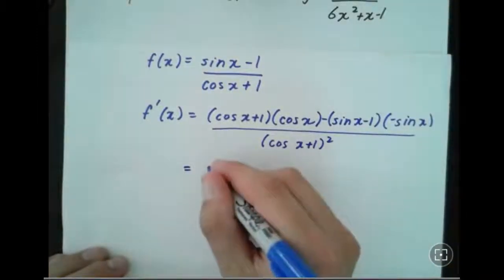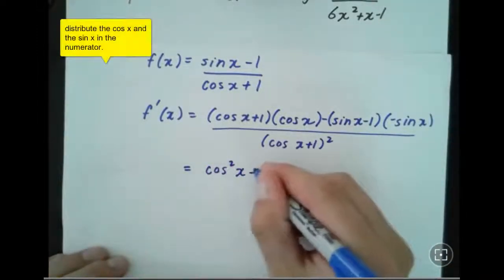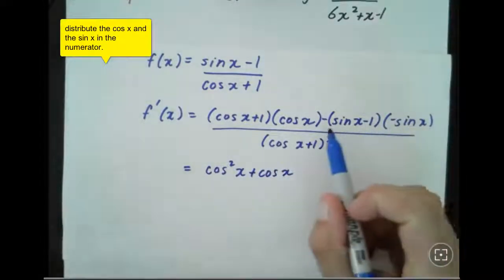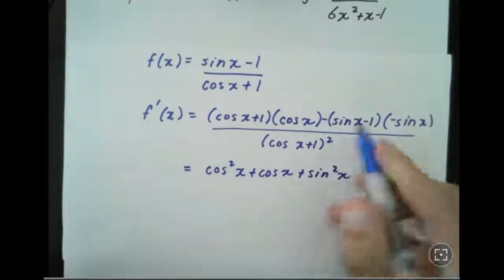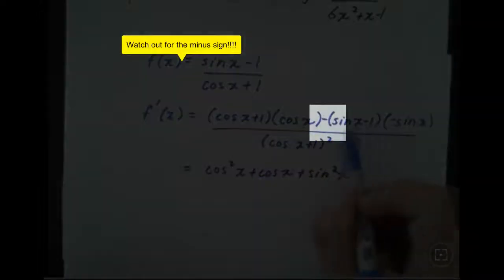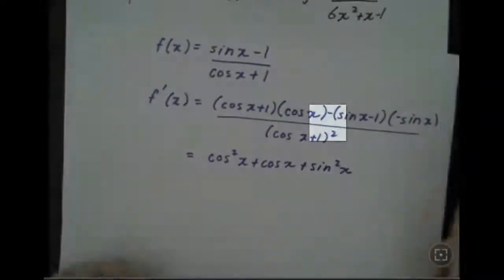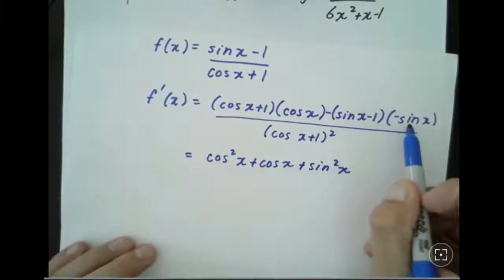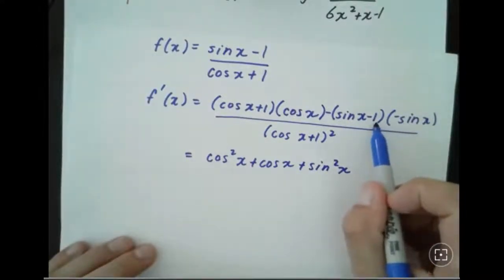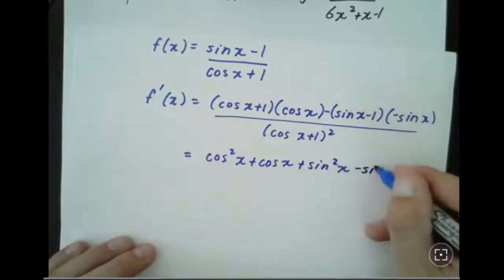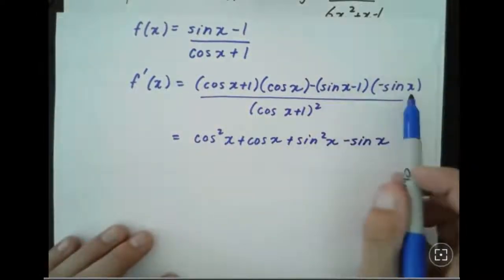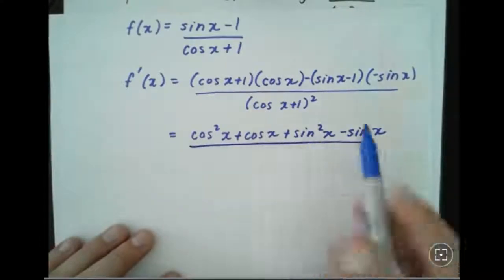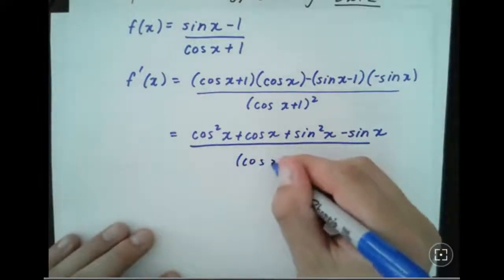Don't do anything with that denominator. Okay, so let's look. Distribute, you get cosine squared x plus cosine of x, minus sine x times minus sine x plus sine squared x. Okay, so subtract a 1, so what we're going to do is distribute, so you have negative sine of x times 1. Negative 1 is sine of x. The minus becomes minus sine x. Okay, that should be that all over cosine of x plus 1 squared.